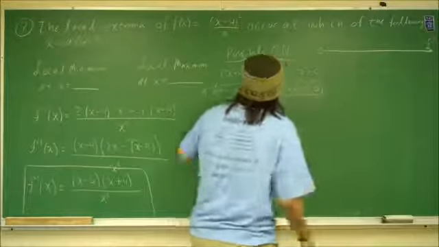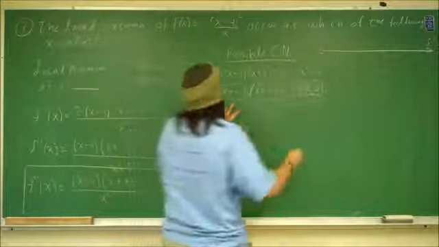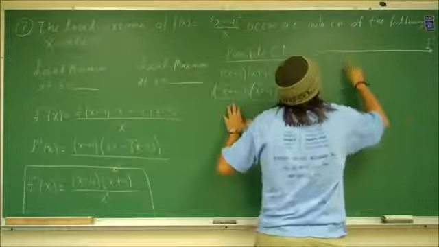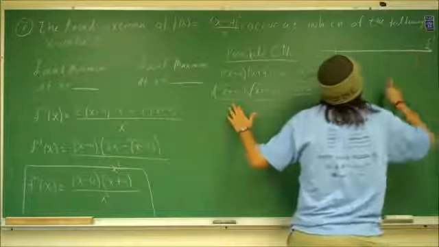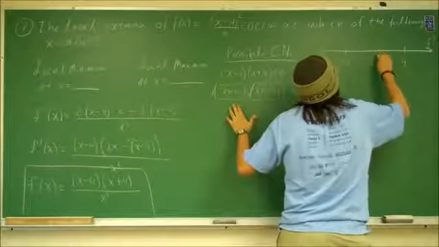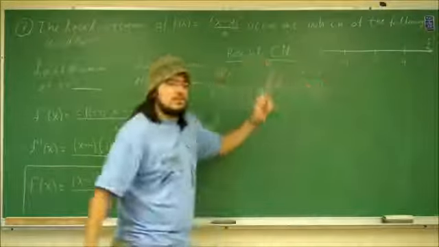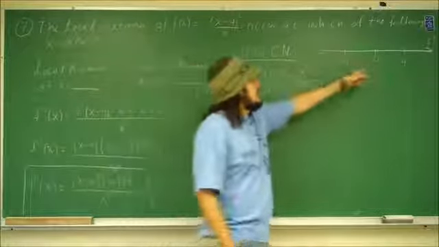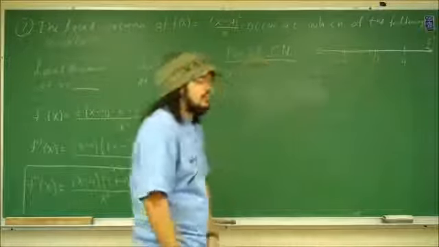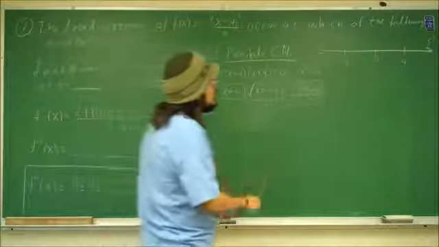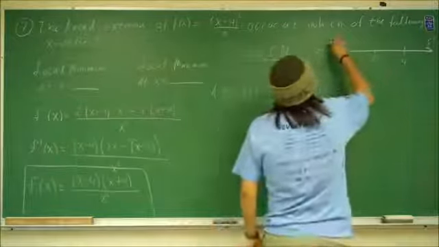When I plug in my critical numbers in here, I'll plug in negative 4 and 4. I'll also plug in 0, but note that 0 is not a critical number. The only reason why I'm plugging in 0 here is because at 0, the function is undefined. Okay? So once we have this number line here, we'll go ahead and pick test points.